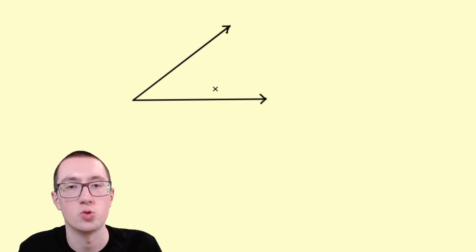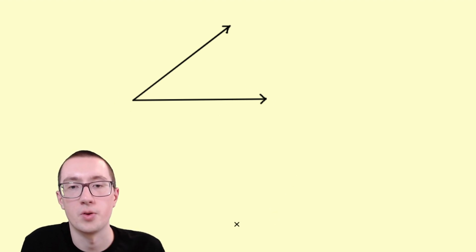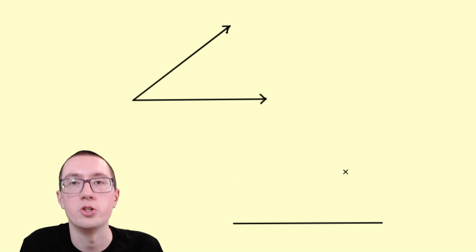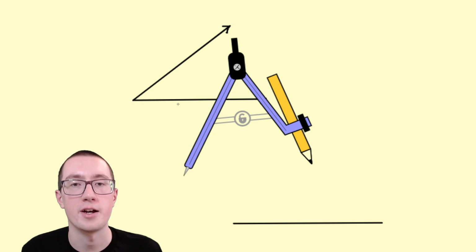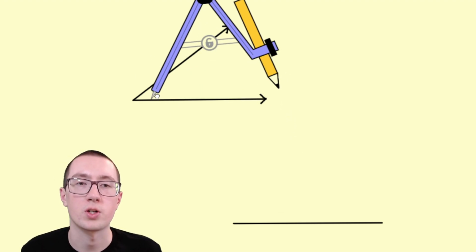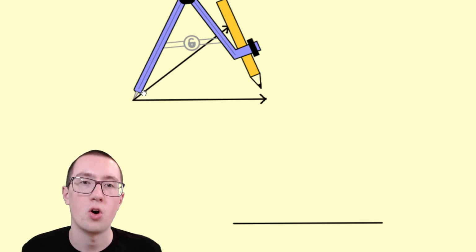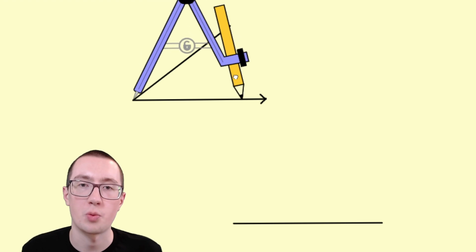Well, first of all, we need to draw our bottom line here. So let's just go ahead and draw a random line over here. This is where we're going to draw our new angle. Now, the next thing we're going to do is take our compass and draw an arc on this angle. So we're going to bring our compass over here, put it on the corner of our old angle, and move our pencil to wherever we want. It doesn't really matter.